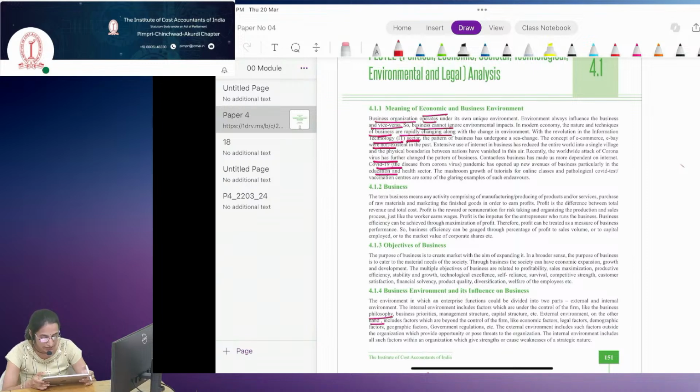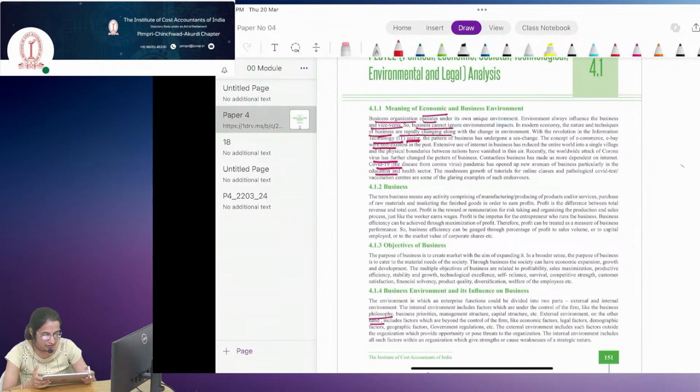Business efficiency can be achieved through maximization of profit. Therefore, profit can be treated as a measure of business performance. See, it is a measure of business performance. If we have good profit, we consider the business is going good. But if we have losses, we consider that the business is not efficient, not properly working.